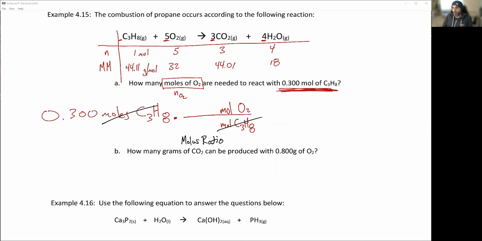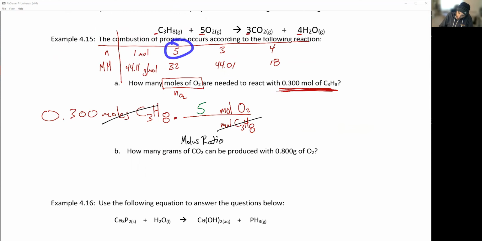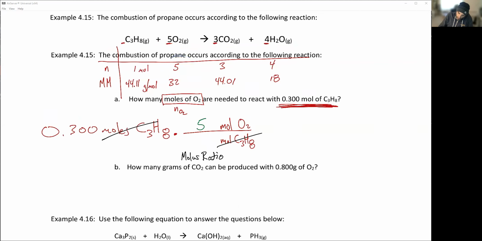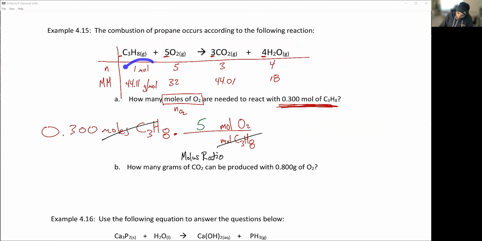So this is the molar ratio based on the balanced chemical equation. If we look at the numbers, for every 1 mole of C3H8, I would need 5 moles of oxygen. So 1 mole of C3H8 for 5 moles of oxygen. And now we quickly do this calculation. Moles cancels. My unit should be moles of O2, which we're looking for. 5 times 0.3 should be 1.50 moles.